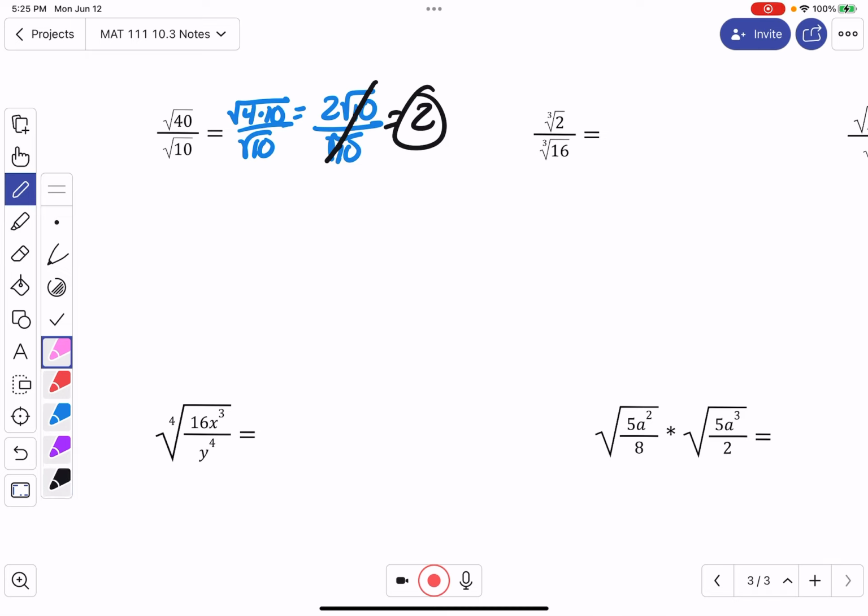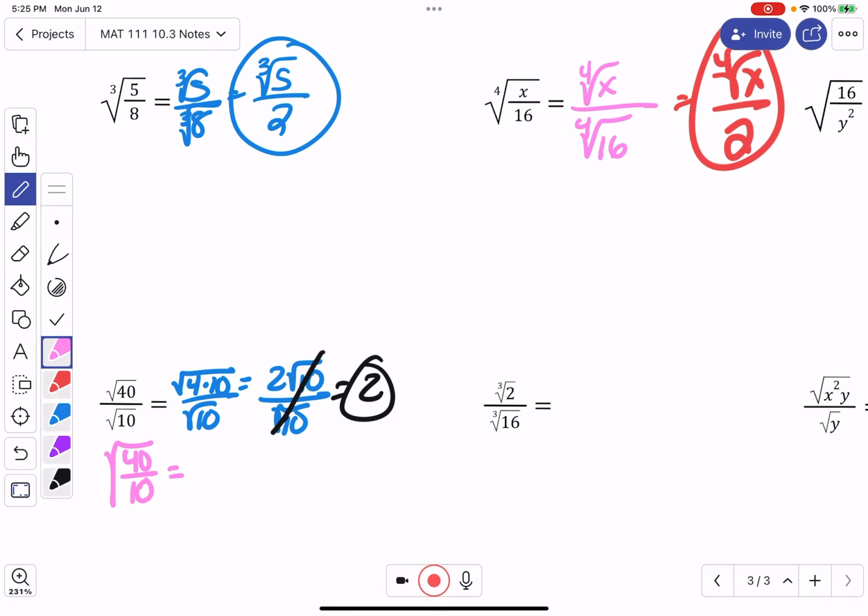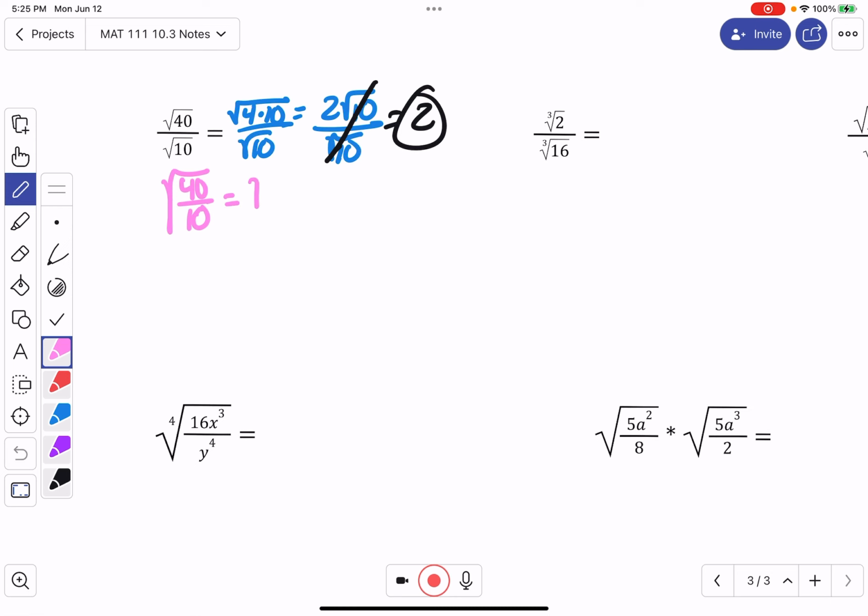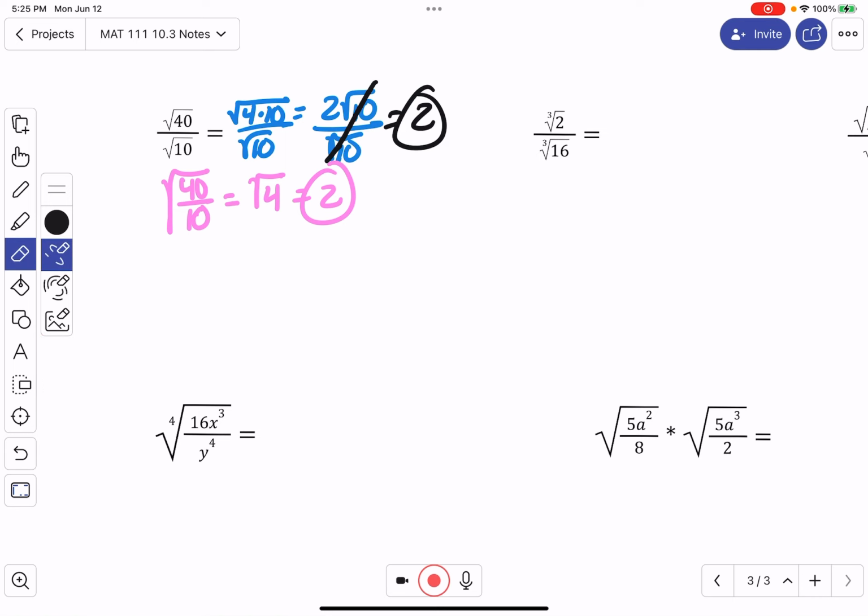The other option is to divide first. 40 divided by 10 can be put back in the radical. We're reversing what we were doing up here. 40 divided by 10 is 4, and the square root of 4 is 2. So you get the same answer whether you do it piece by piece or all at once.